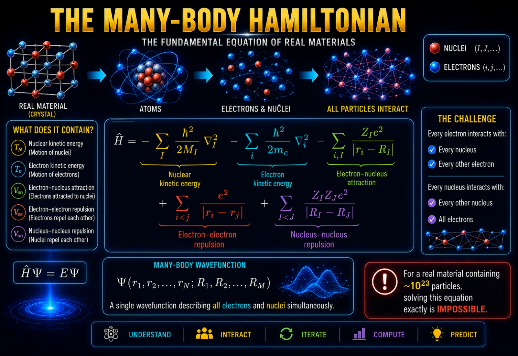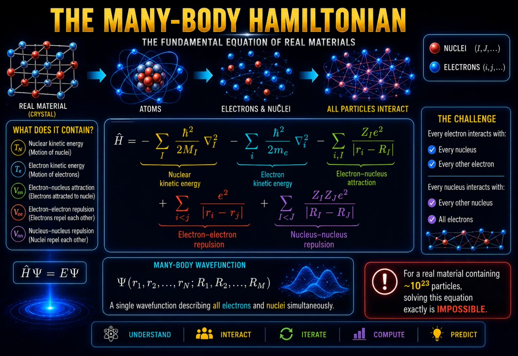The problem, however, is that every electron interacts with every other electron. This coupling makes the Schrödinger equation extraordinarily difficult to solve. For a real solid containing an enormous number of particles, obtaining an exact solution becomes practically impossible. This is the many-body problem that has challenged physicists for decades.